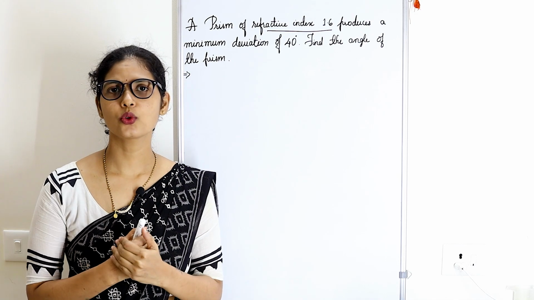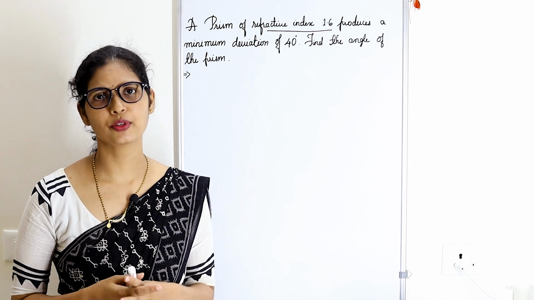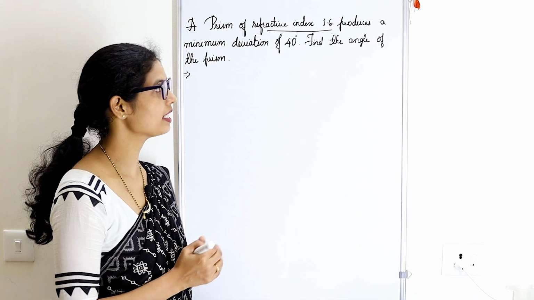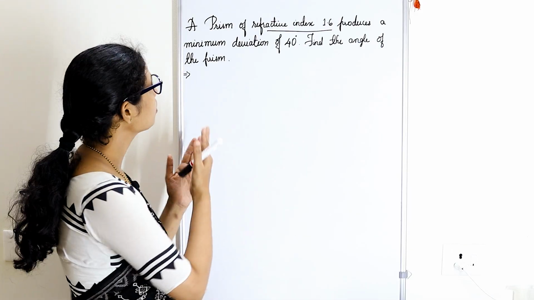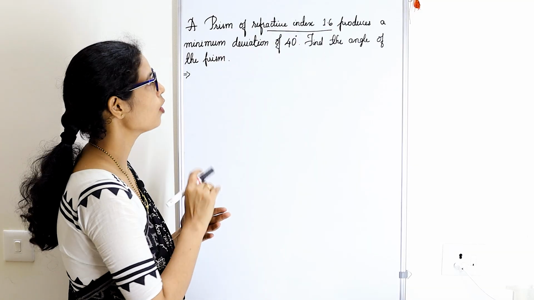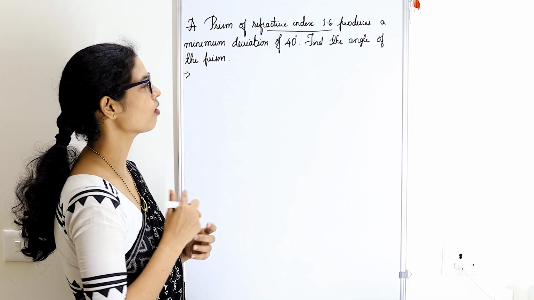Hello everyone. So today I'm going to talk about some of the numericals from the chapter on optics and optical instruments. The first problem which I have considered is based on prism. The problem says: a prism of refractive index 1.6 produces a minimum deviation of 40 degree. Find the angle of the prism.